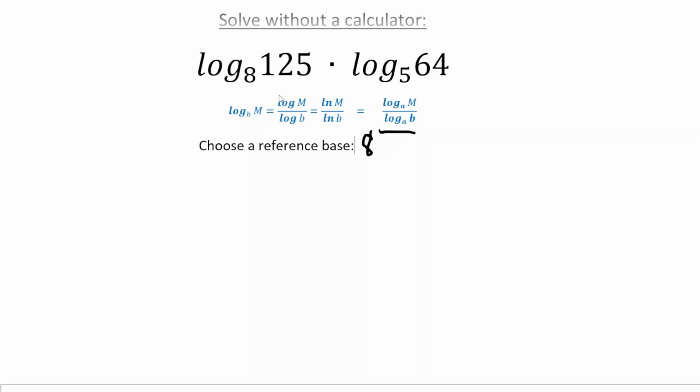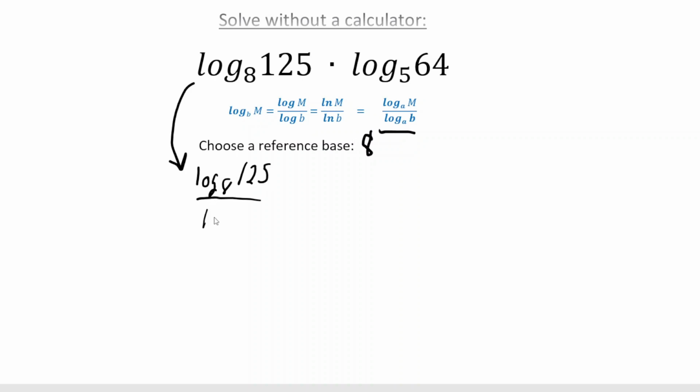So the first expression, if we write that using the change of base formula, log base 8 of 125, would be equal to the log base 8 of 125 divided by the log base 8 of 8. For the second expression, if we write that in terms of a base 8 logarithm, that would give us the log base 8 of 64 divided by the log base 8 of 5.